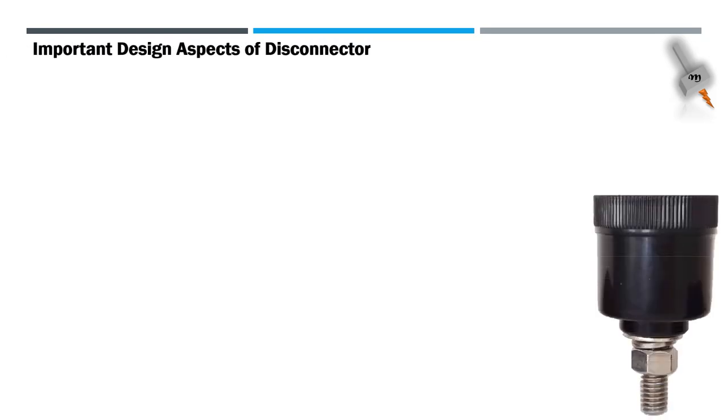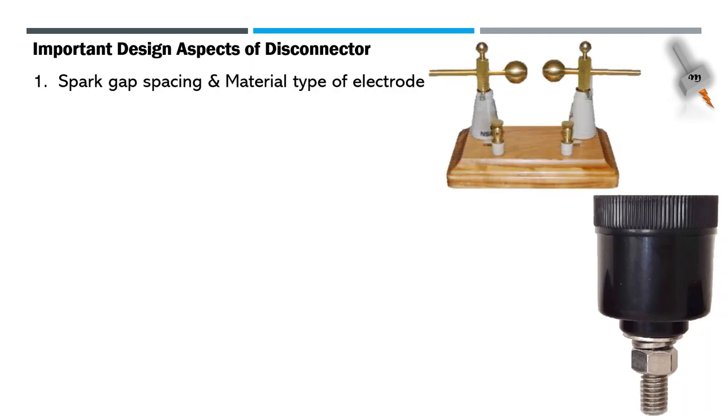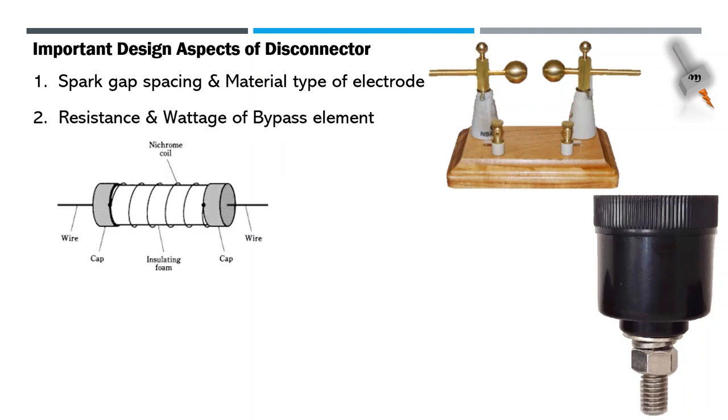Before we wrap up, let's have a quick look at the most essential design aspects of the disconnector. Number 1 being spark gap and electrode material type. Number 2 being resistance and wattage of the bypass element. Number 3 being quantum of the separation element.